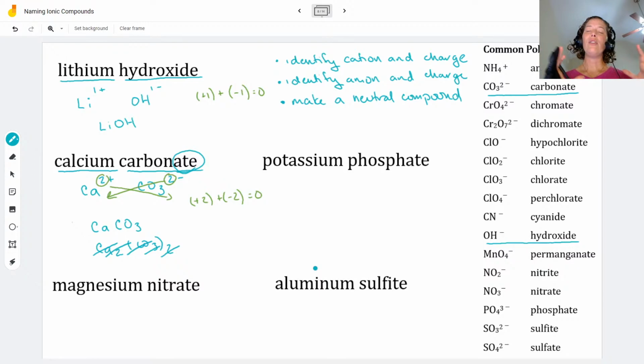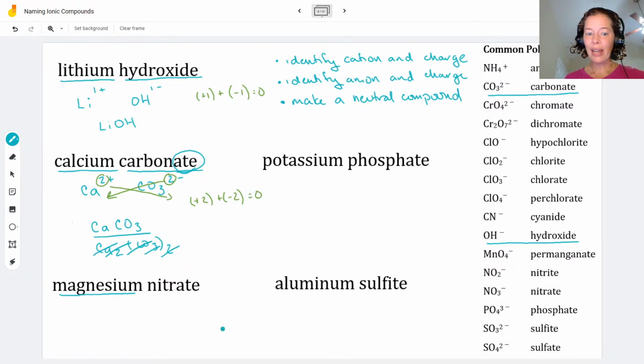So again, know the limitations of crisscross. My best advice is make sure that you don't already have a neutral compound, because those are usually the cases where crisscross is going to mess you up. Okay, so calcium carbonate is just CaCO3. Bam, plain and simple. Let's go on to our next example.